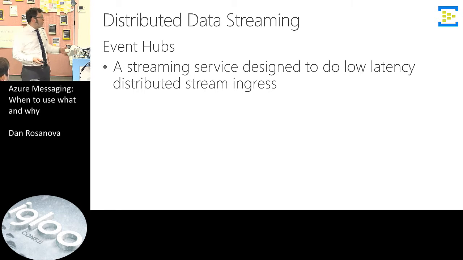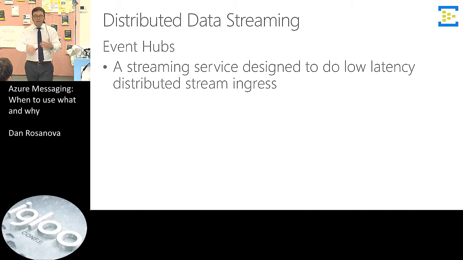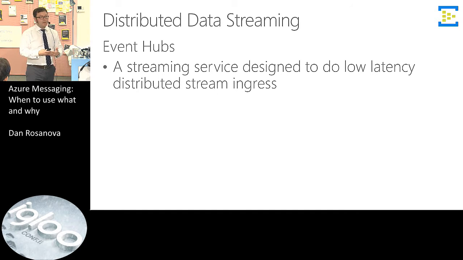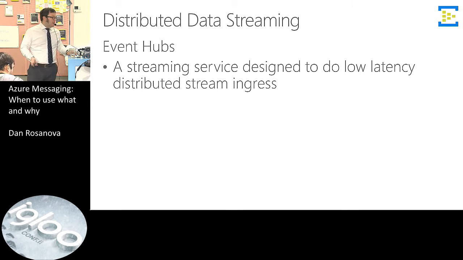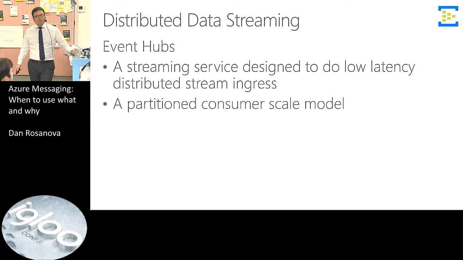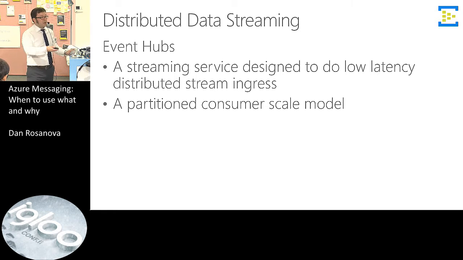It's different than a queue, which we'll talk about in more detail in a second. But if you think about a queue as like a table in a database, you have locks on the rows, people are putting things in, taking things out, and that's called a competing consumer model. So like a queue and a database are very similar that way. This is not. It's a partition consumer model. So that's kind of like sharding.